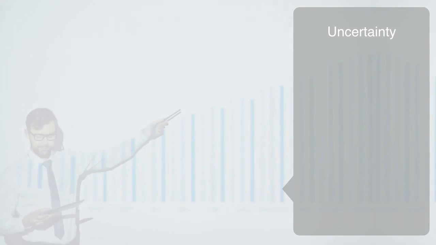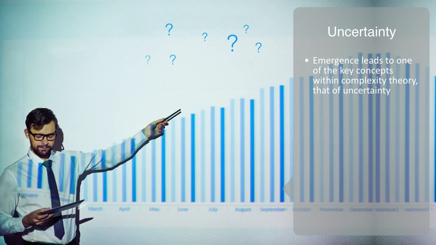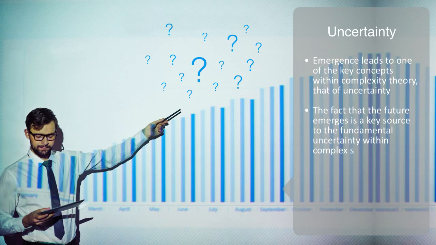As a side note, we'll just mention that emergence leads to one of the key concepts within complexity theory, that is the concept of uncertainty. The fact that the future emerges is a key source of the fundamental uncertainty within complex systems. If we take something like the internet, we don't know what future technologies will be built on the network, or more importantly, how these technologies will combine to form new possibilities. In this world of complexity, the future is not just unknown, it may well be, in fact, unknowable. And this fundamental uncertainty changes our whole approach to the future. This is a little bit outside of our discussion here, so we'll move on for the moment.